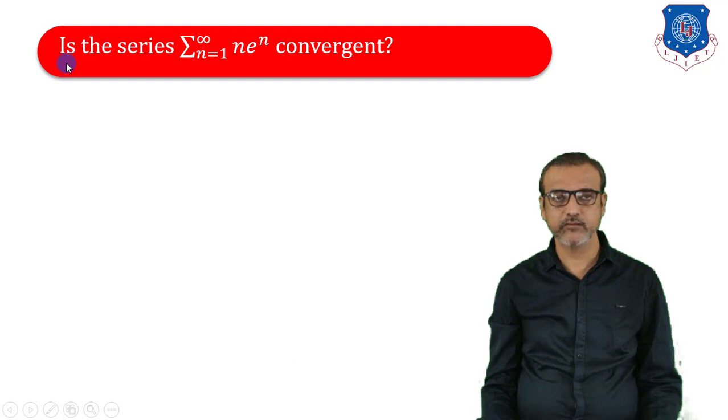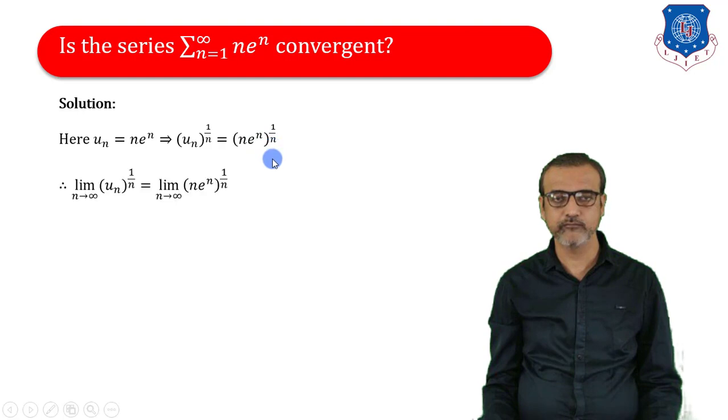Now this is the second example. Is the series sigma n from 1 to infinite, n e raised to n convergent? So here is the solution. Here un equals n e raised to n. So we have un raised to 1 upon n equal to n e raised to n the whole raised to 1 upon n. Therefore, limit n tends to infinite un the whole raised to 1 upon n is equal to limit n tends to infinite n e raised to n the whole raised to 1 upon n.